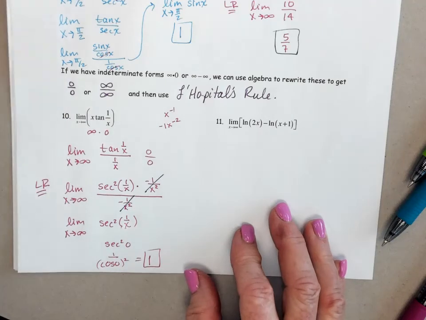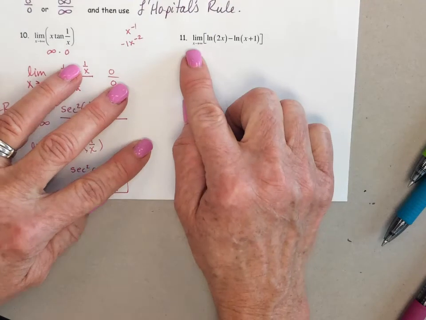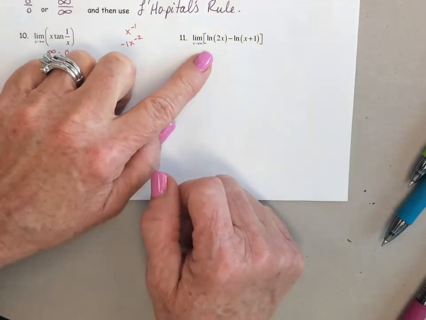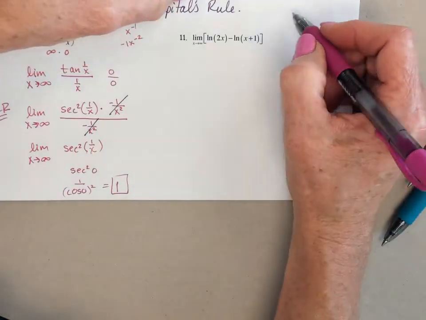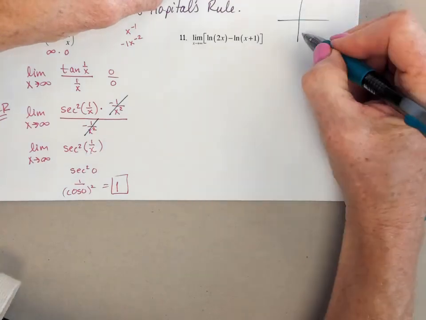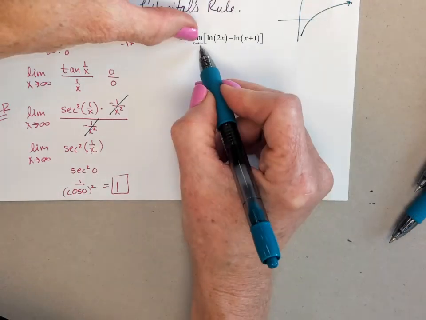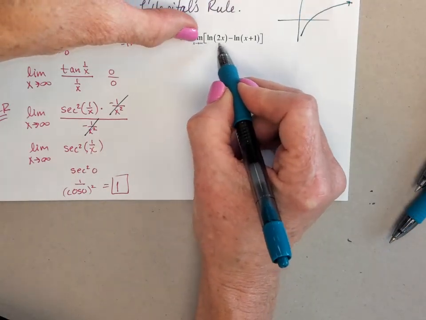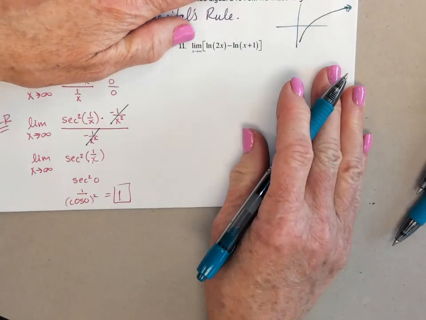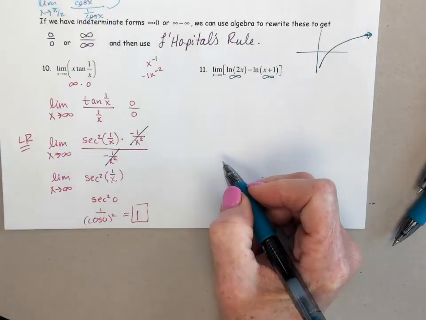All right, one more with this indeterminate form. This one, the limit as x approaches infinity of the natural log of 2x minus the natural log of x plus 1. Remembering the general shape of a natural log function looks like that, as x gets large, so does the value of this natural log function. It keeps going up forever. So as x gets large, each of these pieces also goes to infinity.